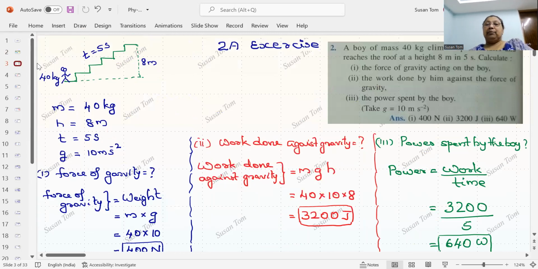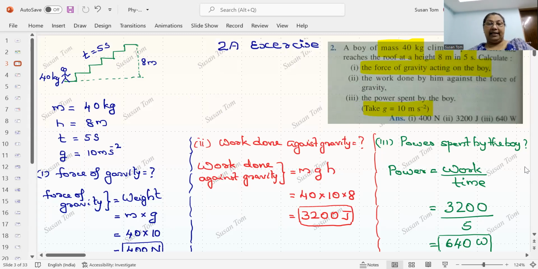A boy of mass 40 kg. 40 kilograms is the mass given. It climbs up the stairs and reaches the roof at a height of 8 meters in 5 seconds. So mass M is given, height H is given, and time is given. You calculate the force of gravity acting on the body. Force of gravity means the weight of the boy, which is mass into acceleration due to gravity. Always check within the question whether acceleration due to gravity is given or not. Yes, here it's given: take g equal to 10 meter per second square.